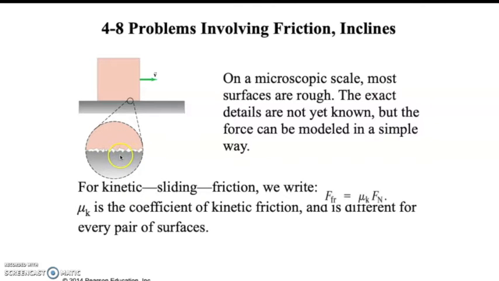There are two types of friction, kinetic and static. We're going to call this kinetic. If an object is moving across the surface, it's kinetic friction. So the force of friction is equal to the coefficient of kinetic friction, which is just our number, and we'll get to that, multiplied by the normal force. This coefficient, and you can see here, is different for every pair of surfaces.